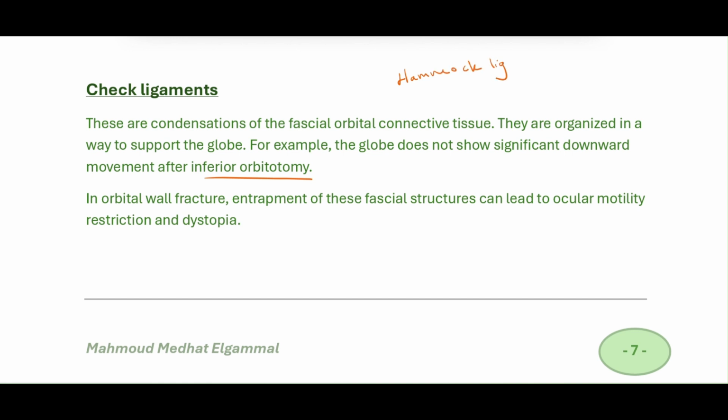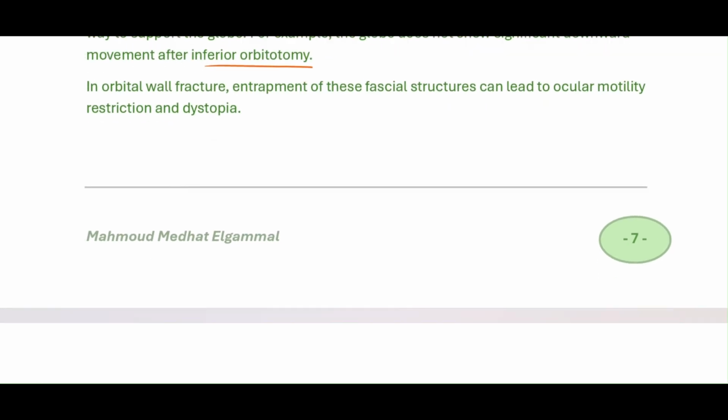It's just, this is a globe, and these are the orbital walls. This is Lockwood ligament. Entrapment of this ligament, for example, might cause restricted eye movement, for example.